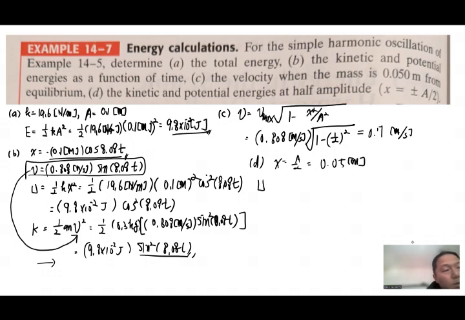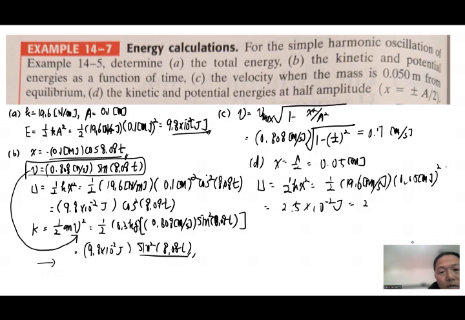So the potential energy U is 1/2 k x squared. This corresponds to 1/2 times 19.6 Newton per meter, and x is 0.05 meter, and you have to square it. Then that is 2.5 times 10 to the minus 2 joule, which is 25 millijoule.